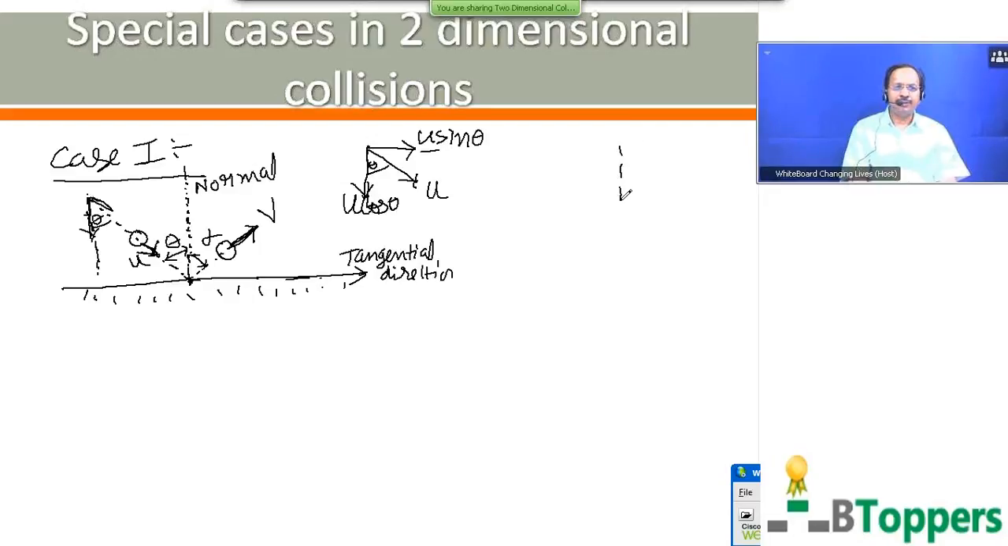Similarly, you can resolve the velocity V, the velocity of the ball just after collision, into components. Sometimes theta is called the angle of incidence and alpha is called the angle of reflection. We can resolve V also into rectangular components along the normal direction and tangential direction. So V cos alpha acts along the normal to the plane. V sin alpha acts in the tangential direction.